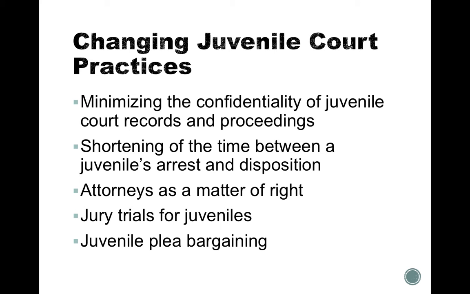Some things have happened with the juvenile court system. As juveniles gained similar rights to adults, another thing that happened is that the juvenile court practices changed. There has been some minimizing of the confidentiality of juvenile records. We've seen the time between arrest and disposition be shortened. Attorneys are considered a matter of right. We've seen more juvenile plea bargaining, and we see jury trials for juveniles as well.